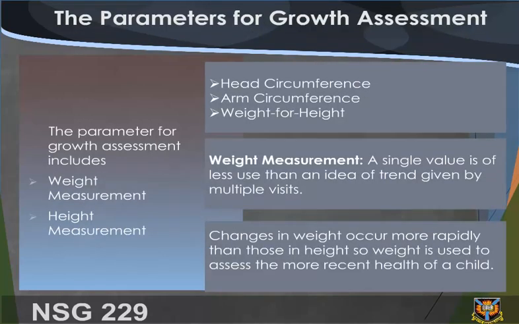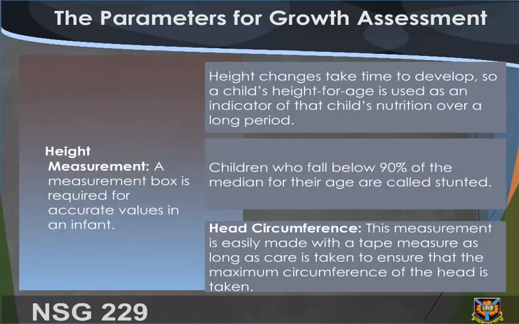The parameters for growth assessment. The parameters for growth assessment include weight measurement, height measurement, head circumference, arm circumference, and weight for height. Weight measurement. A single value is of less use than an idea of trend given by multiple visits. Changes in weight occur more rapidly than those in height, so weight is used to assess the more recent health of a child. Height measurement.